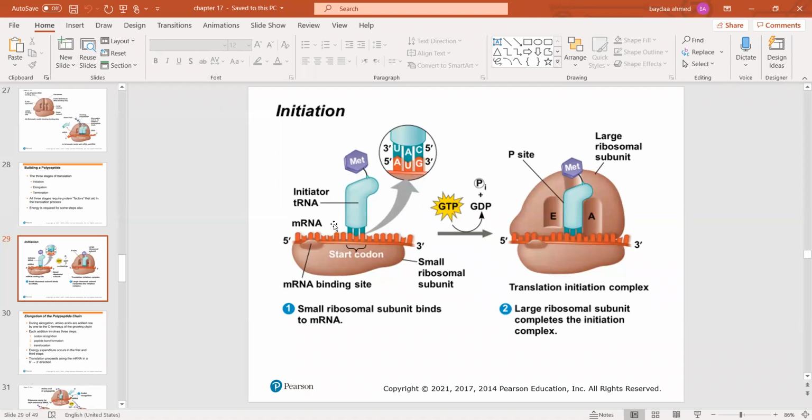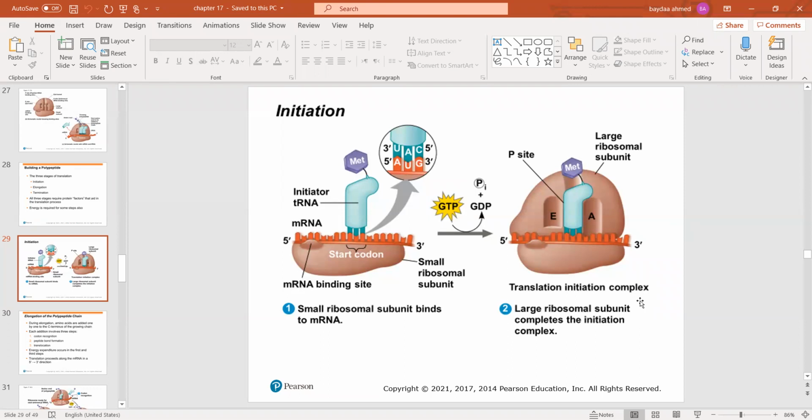A small ribosomal subunit binds to an mRNA in a bacterial cell. The mRNA binding site on this subunit recognizes a specific nucleotide sequence on the mRNA just upstream from the start codon. An initiator tRNA with the anticodon UAC base pairs with the start codon AUG. This tRNA carries the amino acid methionine. The arrival of a large ribosomal subunit completes the initiation complex.